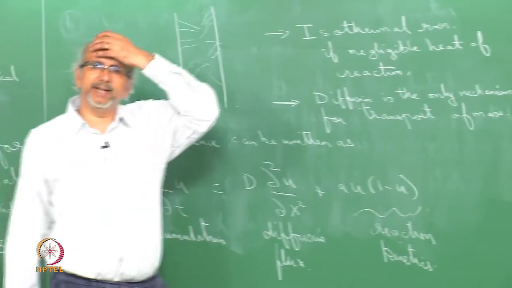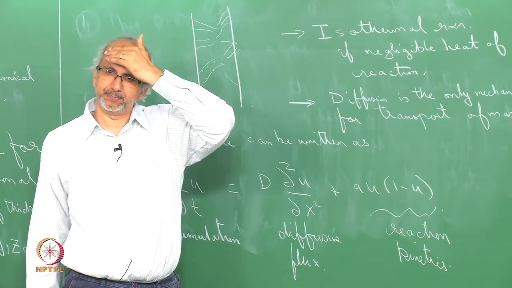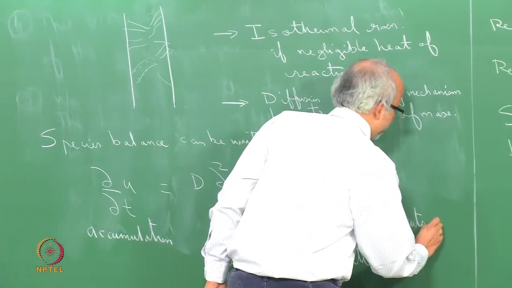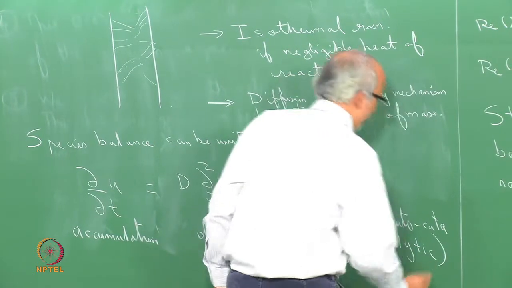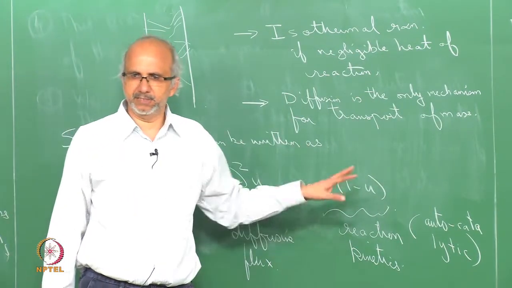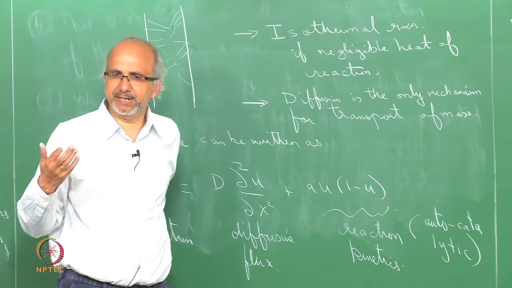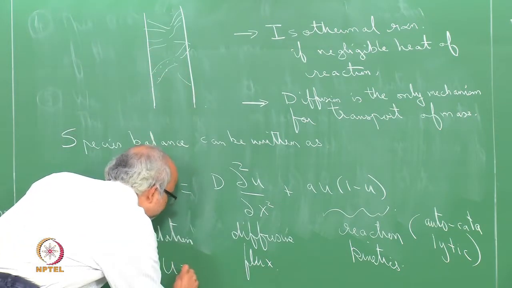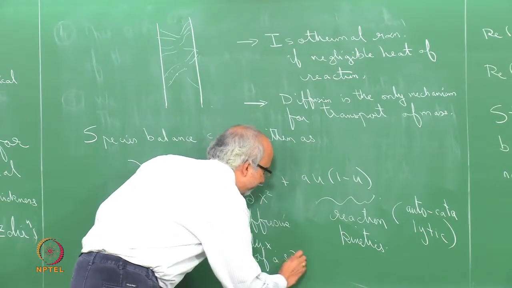So this kind of reaction kinetics would actually arise when you have an autocatalytic reaction. You're used to things like first order reaction, second order reaction. If it had been a first order reaction, you would have had just U or something like that. But since it is an autocatalytic reaction, it is U times 1 minus U. So U is basically representing something like a concentration. Here U is the concentration of a species.